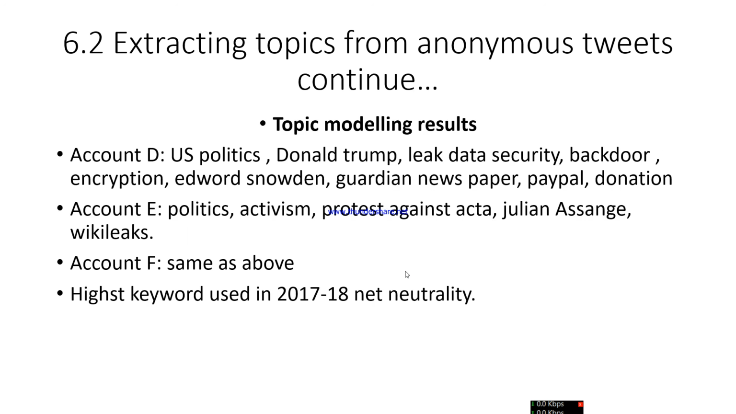Account D also uses US politics, Donald Trump, leak data security, backdoor encryption, Sweden, Snowden, Guardian newspapers, PayPal, and donation. This is different. Account E also uses politics, activism, protection against ACTA, Julian Assange, and WikiLeaks. Account F uses the same words as the above accounts. We have seen the highest keyword used in 2017-18 is net neutrality, and the words used are mostly about politics, especially US politics and Donald Trump.